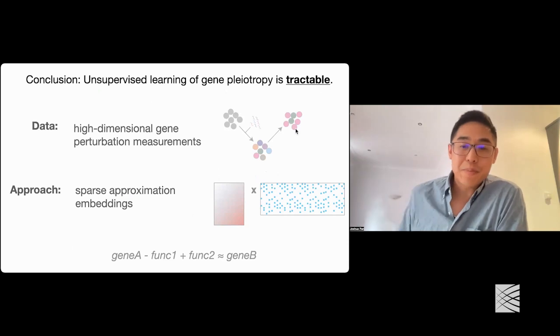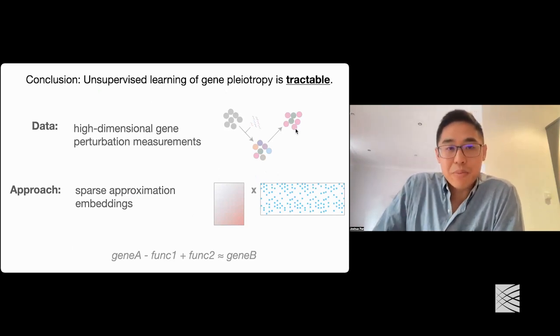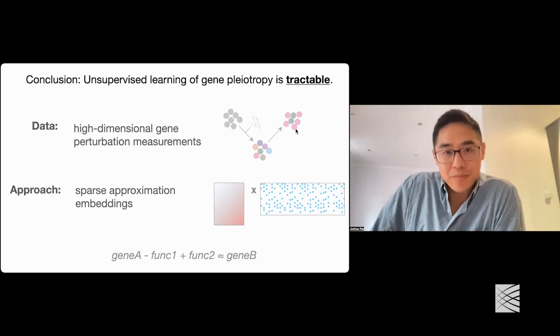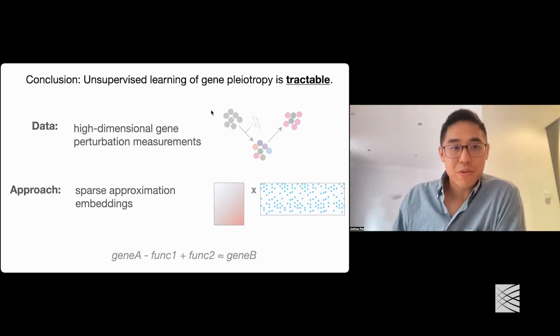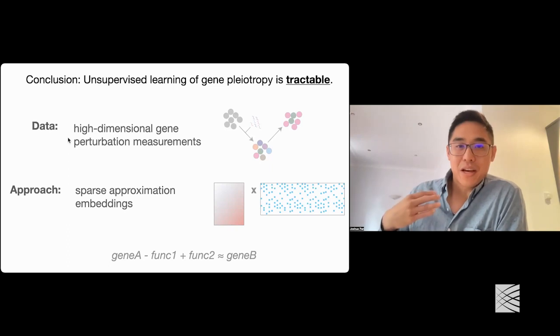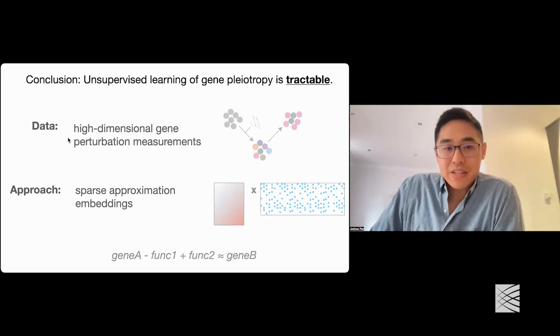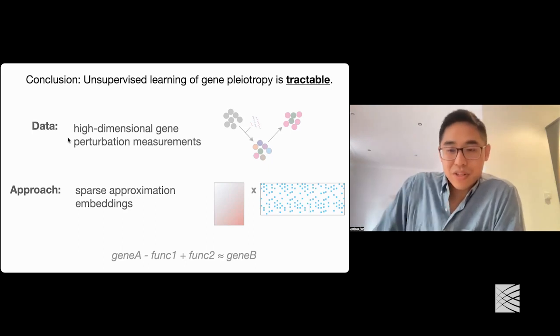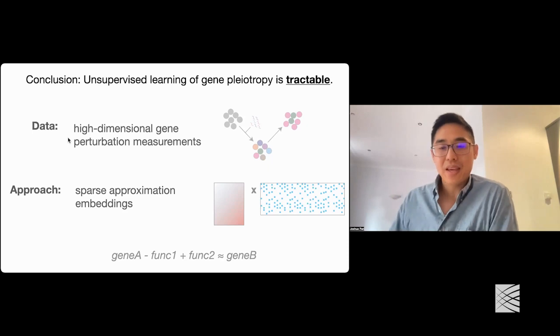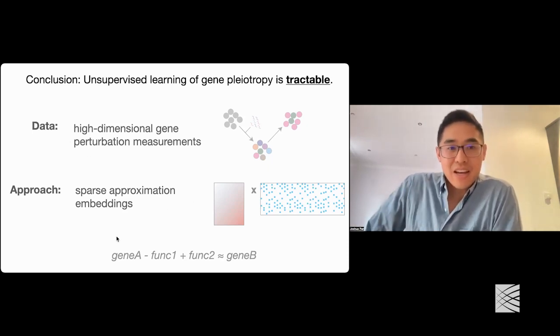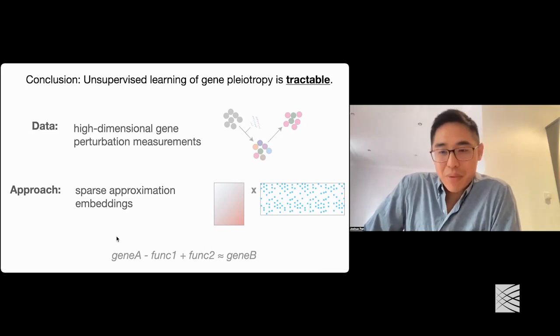But to conclude this part of the talk, we believe that this kind of unsupervised learning of gene pleiotropy is pretty tractable. We recommend starting from a data set where you have these gene perturbation effect measurements. In our case, we analyzed fitness, but there's no reason that this doesn't work for other kinds of phenotypic measures as well. And in order to accomplish these interpretable latent variables, we recommend using sparse approximation embeddings for this task.